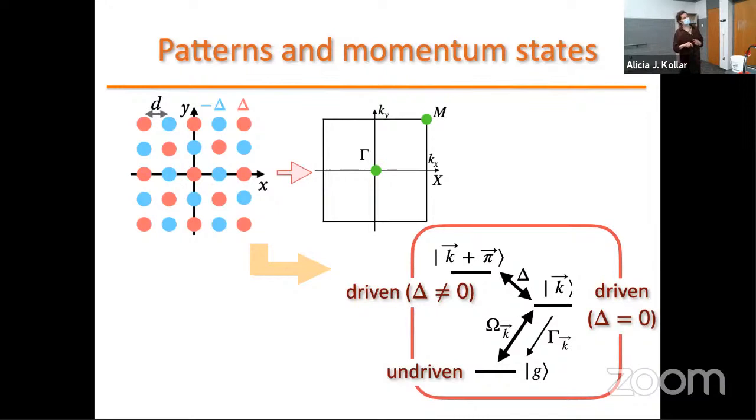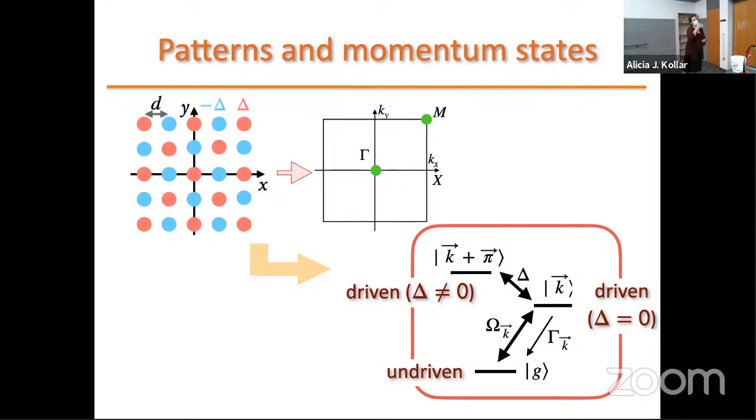This is what is called the K state, which I call driven delta equals zero, if you just send some light in, but without this kind of superlattice pattern. And the third one is the field where you have the superlattice pattern in. And you have effectively, obviously, a coupling between G and K, which is just driving or not.